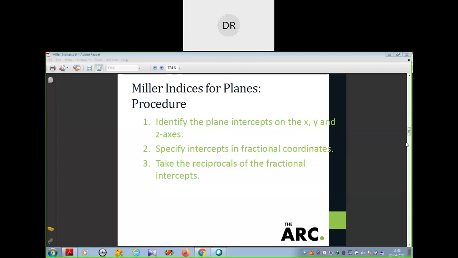So when we have to find the Miller indices for planes, we have to think about the plane intercepts. Generally in 3D we are considering this. You see what the plane intercept is on the x, y, and z axes. Suppose on x it is 3, on y it is 2, and on z it is 4. Then you have to find the reciprocals of the fractional intercepts.